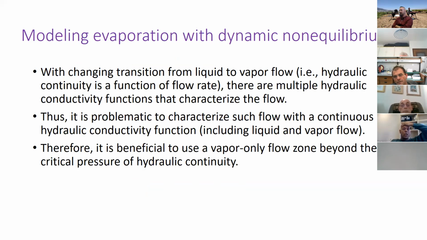So with changing transition from liquid to vapor flow, we need multiple hydraulic conductivity functions that characterize this flow. Okay, so we cannot use a single location of liquid discontinuity, say theta R, after which we go to a vapor flow hydraulic conductivity function and have a continuous one, because liquid continuity is disrupted at different thetas or different H depending on the flow rate. So it's problematic to characterize such flow with a continuous hydraulic conductivity function. And therefore it's beneficial to use a vapor only zone with diffusion and not with hydraulic conductivity beyond that point.